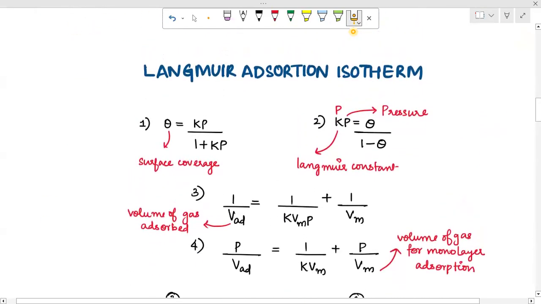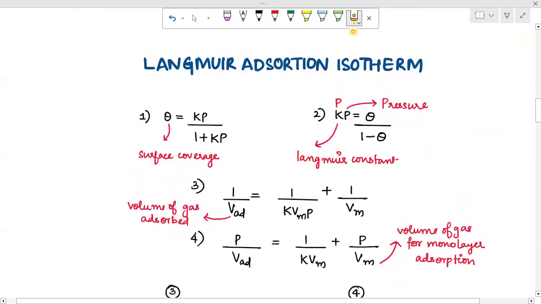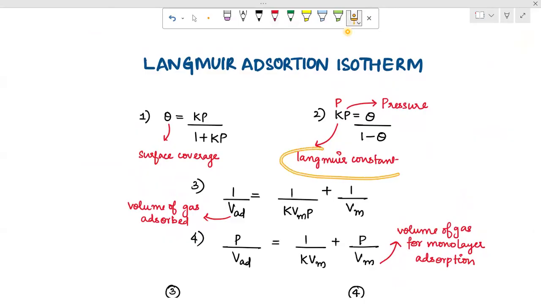Next is the Langmuir adsorption isotherm. Very important. Most number of questions have come from here. So here, theta is equal to Kp by 1 plus Kp. Theta is the surface coverage. K over here is the Langmuir's constant. I have marked it over here. K is the Langmuir's constant and P is the pressure.